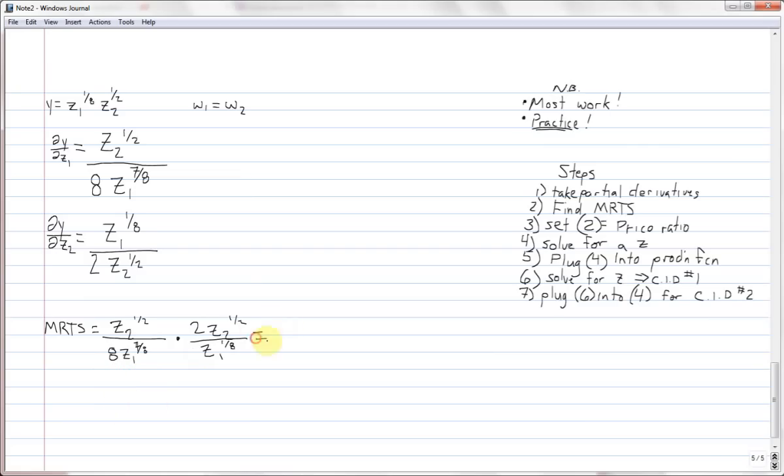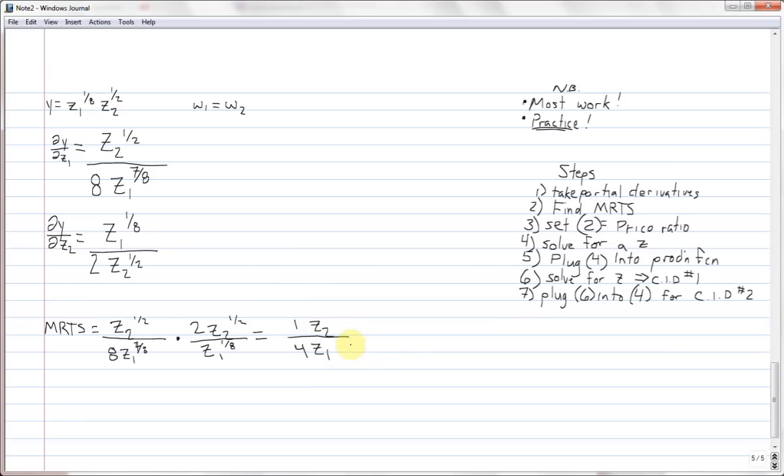Okay, now I can simplify this, right? Remember, I have like bases, so I can add the exponents. 1/2 plus 1/2 just equals 1. And again on the bottom, like bases, Z1 to the 7/8 times Z1 to the 1/8, and that's going to give me 8 Z1. Which I can then simplify to 1/4, so I'll go ahead and do that.